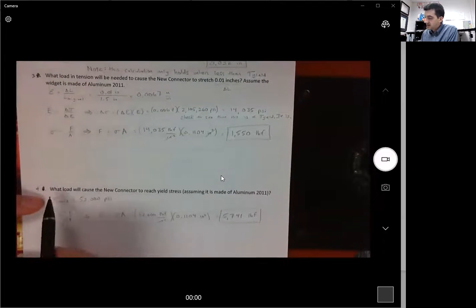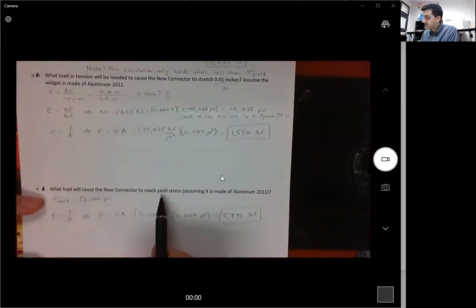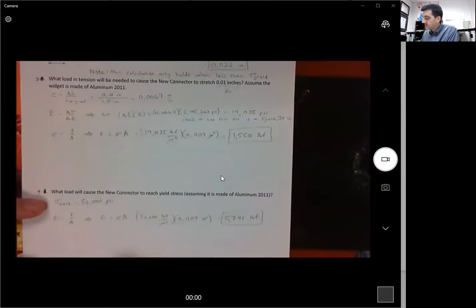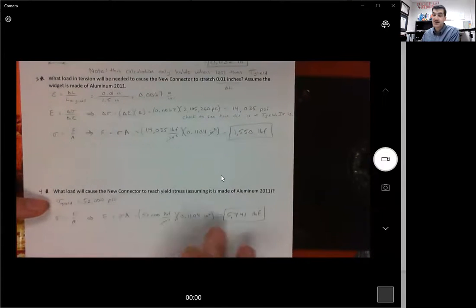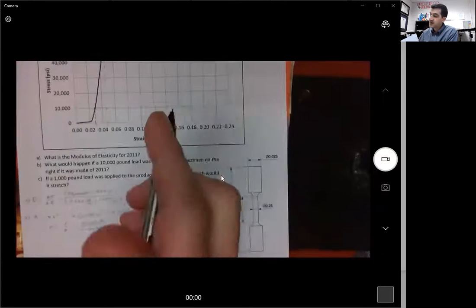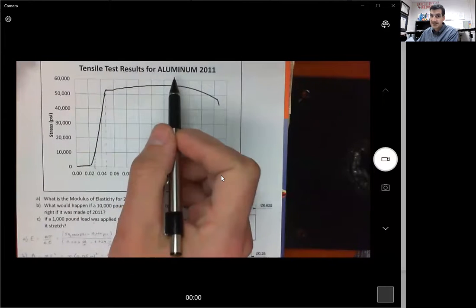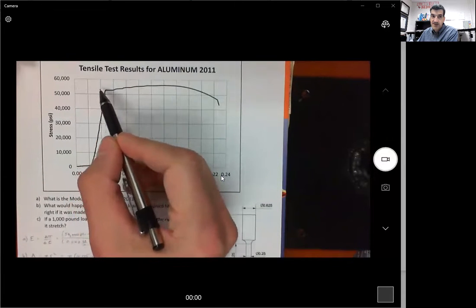All right, and then the very last one is actually probably the easiest. It says what load, that is what force, will cause the new connector to reach the yield stress, its yield stress, assuming it's made of that exact same material we've been talking about this whole time. All right, so this one's actually only one or maybe 1.5 steps. You do have to know what is the yield stress. So that's not even really a calculation, but you have to look back here and say for this material, what is the yield stress? So I would say it's about 52,000 PSI.